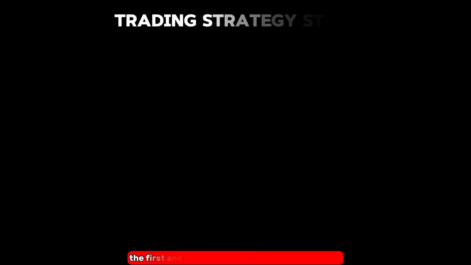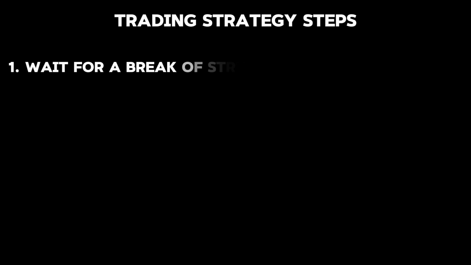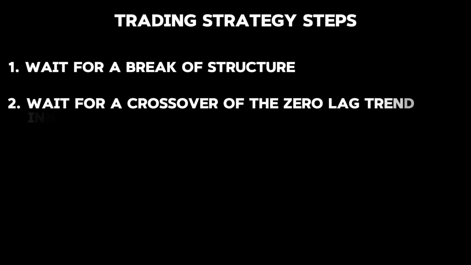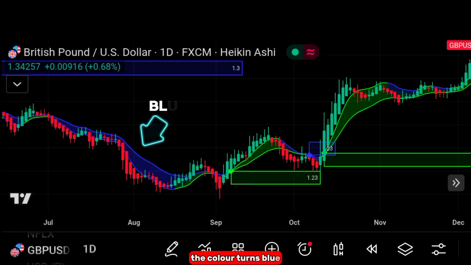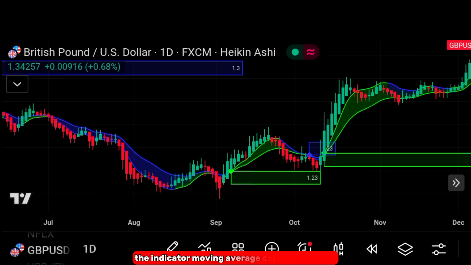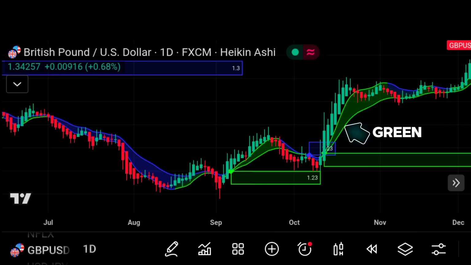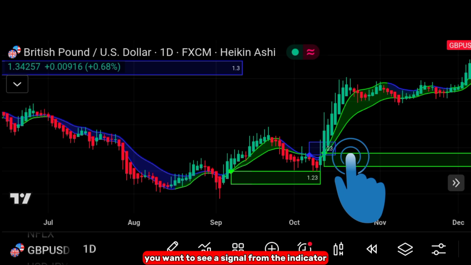So now, the first and most important step of this strategy is to wait for a break of structure, and after that, the second step is that you wait for a crossover of the zero lag trend indicator. Note that when the market crosses over to the bearish side, the color turns blue, and when it crosses over to the bullish side, the indicator moving average colors turn green. And after the crossover, you want to see a signal from the indicator indicating for you to buy or sell.